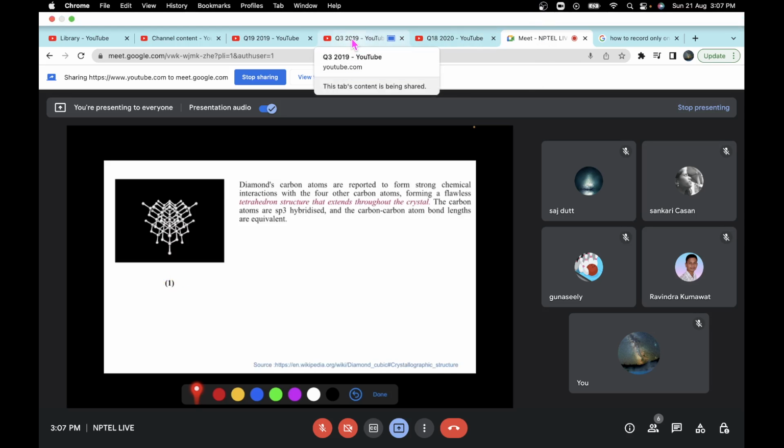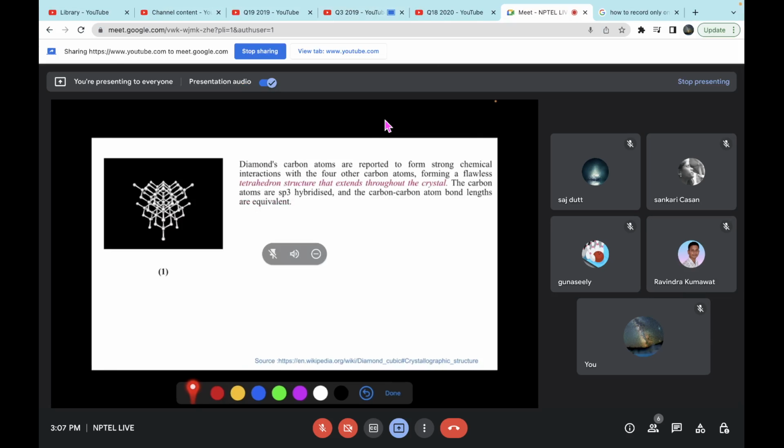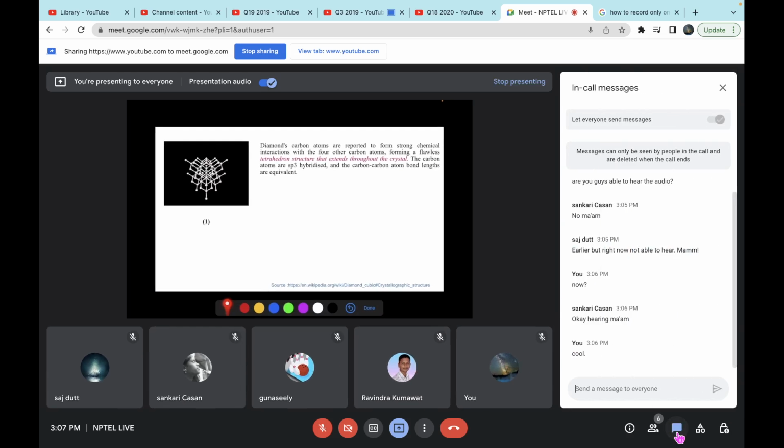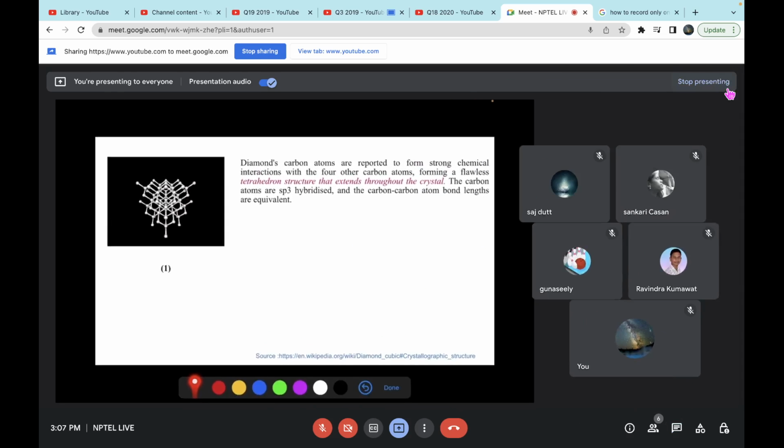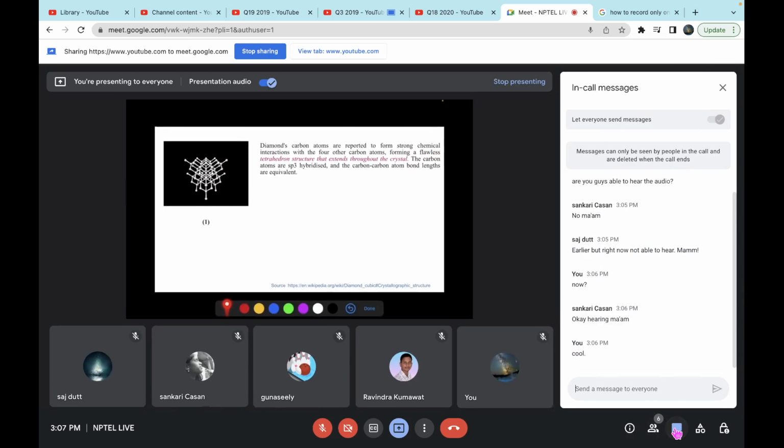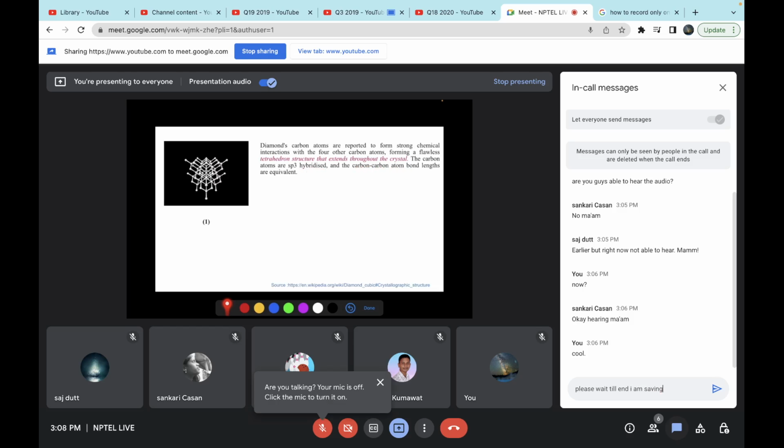The first one is for diamond. In diamond, the carbon atoms form strong chemical interactions with 4 other carbon atoms, so one carbon atom is making bonds with 4 others, forming a flawless tetrahedral structure that extends throughout the crystal. I have highlighted this in red so that you can understand that this structure is not discrete. The carbon atoms are sp3 hybridized and the carbon-carbon bond lengths are equivalent.